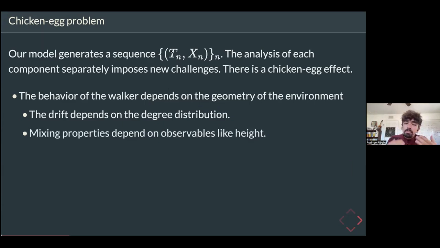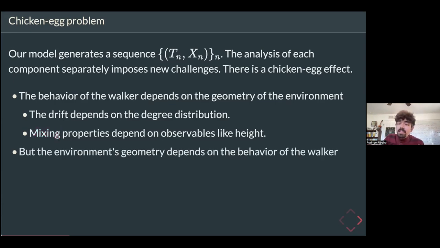Also, the walker depends on the mixing properties of its environment. The bounds that we have for mixing time on trees depend on graph observables like the height. So if you want to understand the distribution of the walker after a certain number of steps, you might need some information about mixing time. If you are close to the mixing of the environment, probably you are close to the stationary distribution. But these things depend on the structure, the geometry of the environment.